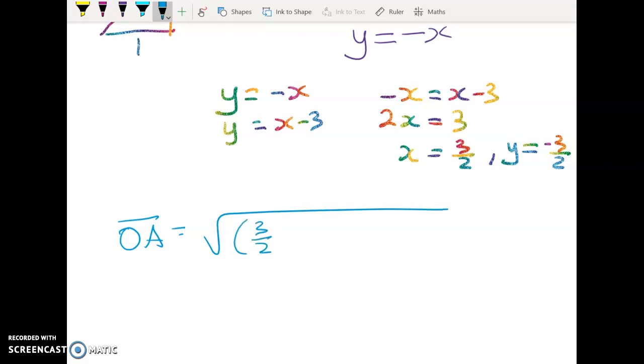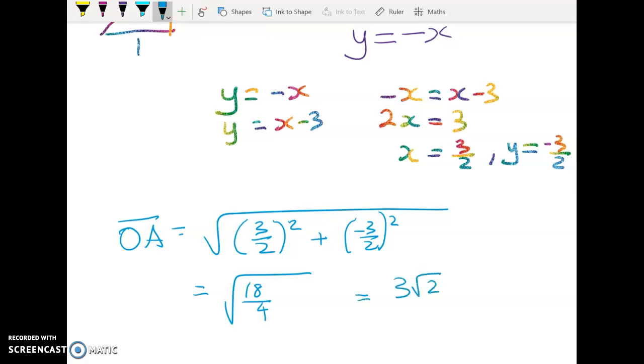So it's going to be equal to the square root of 3 over 2 squared plus negative 3 over 2 squared, which is equal to the square root of 18 over 4, which is 3 root 2 over 2. And that's the least value possible of the modulus.